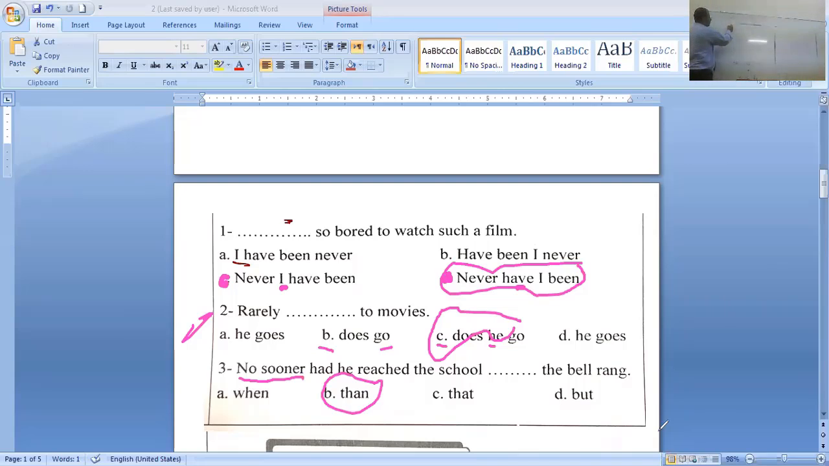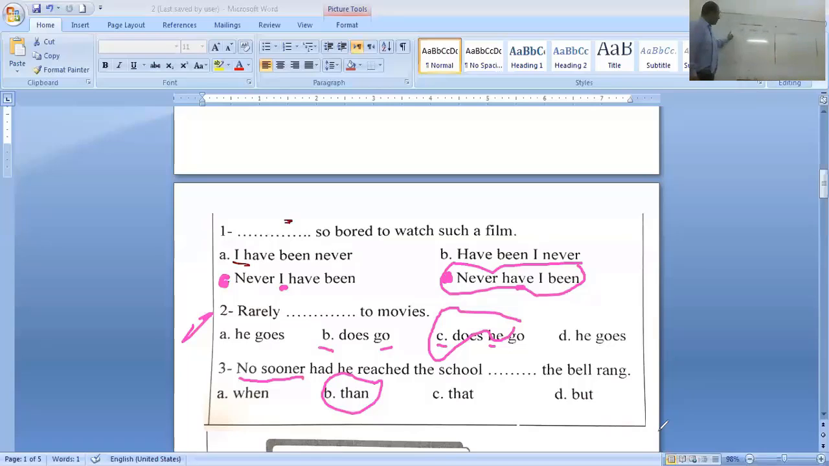I have never been so astounded. Okay? Now, I want you to invert this sentence. Okay? Anyone?